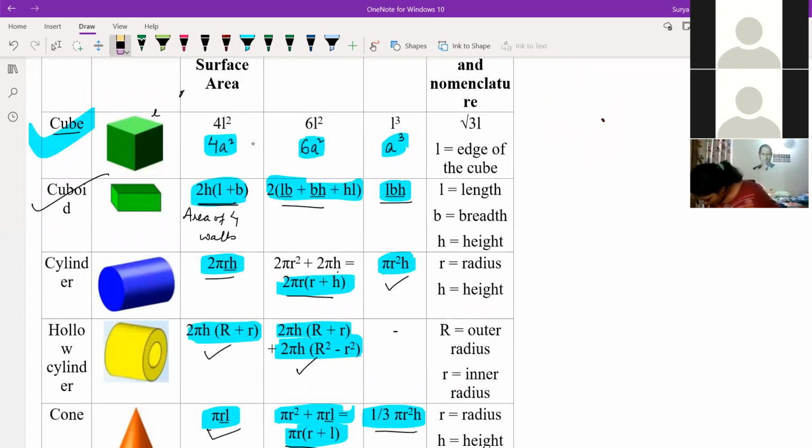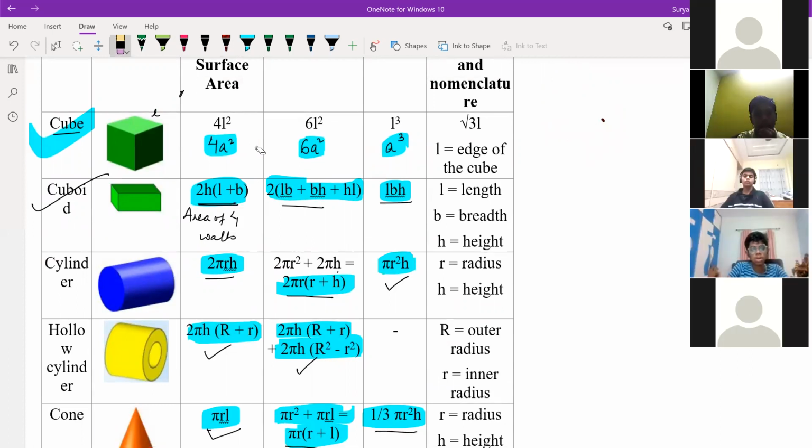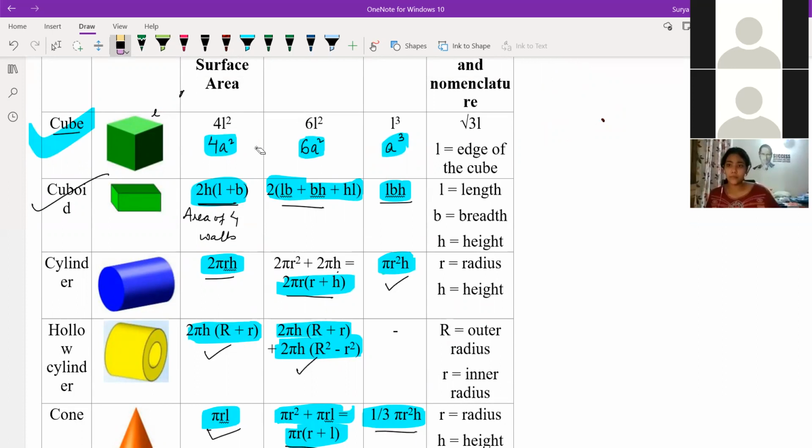So anyone, children, having doubt in this? And children, those who are off the cameras, tell me, Diksha, what happened to you now? Sai Charan.